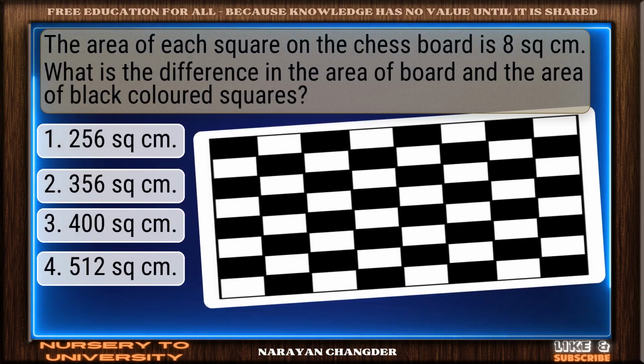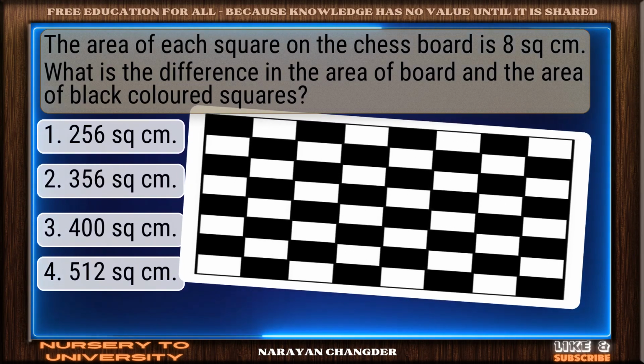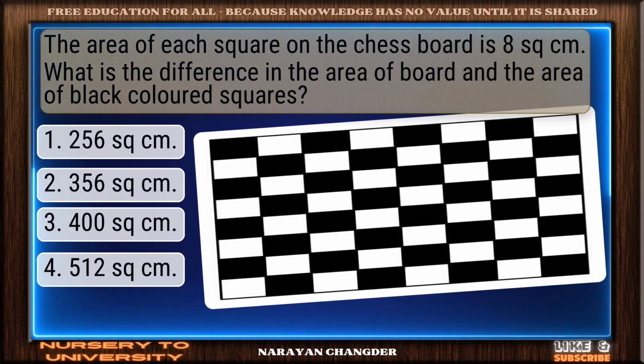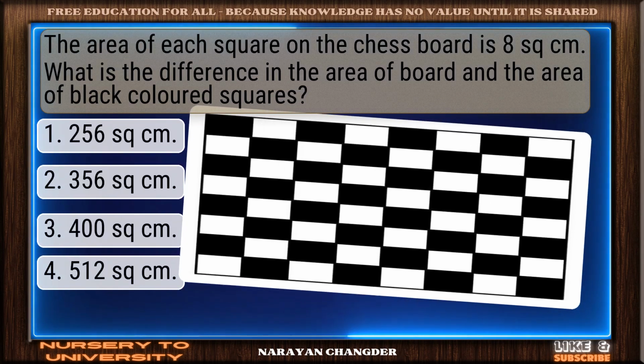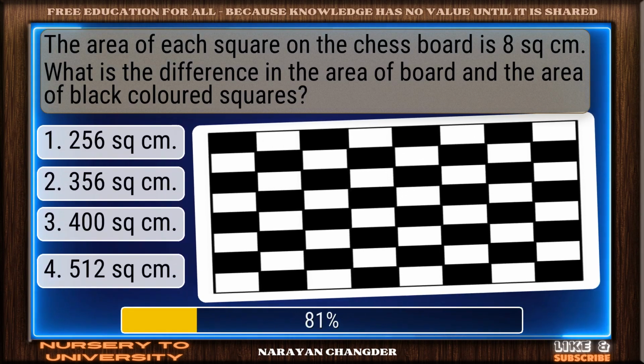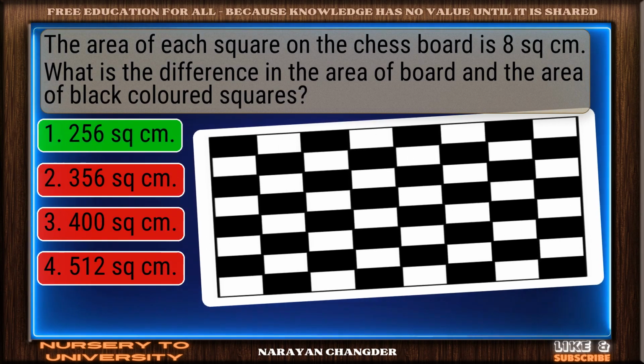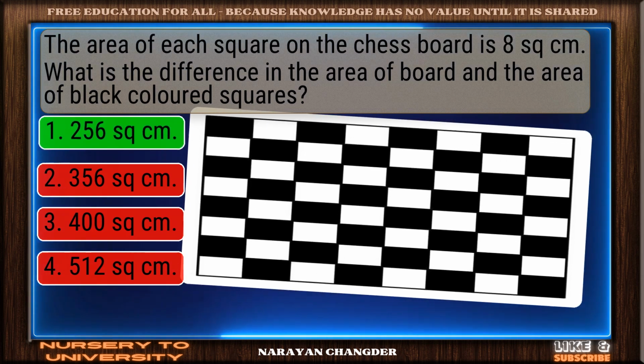The area of each square on the chessboard is 8 cm. What is the difference in the area of board and the area of black-colored squares? Great job. 256 cm is the accurate answer.